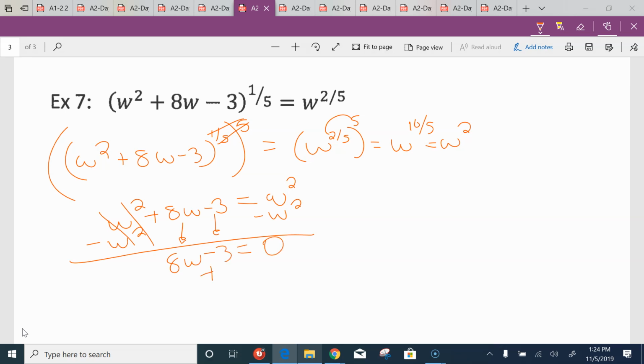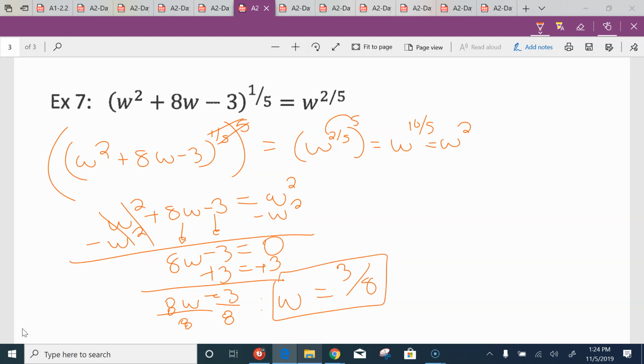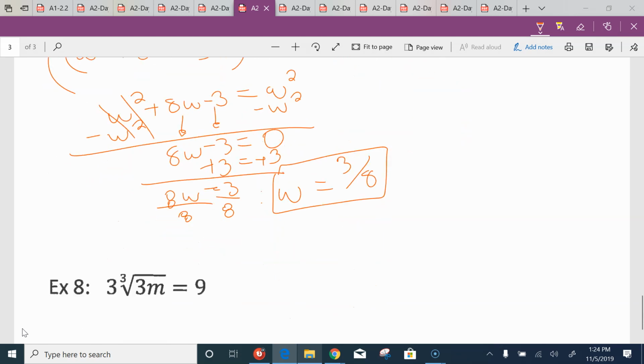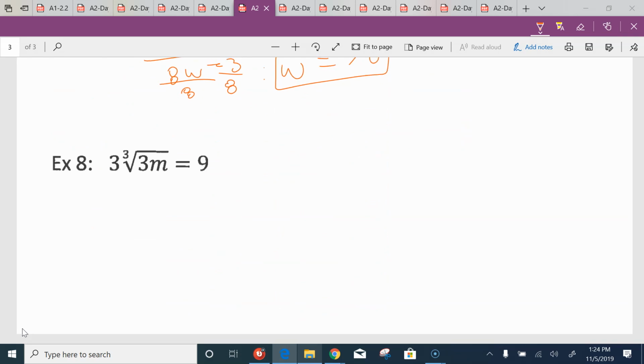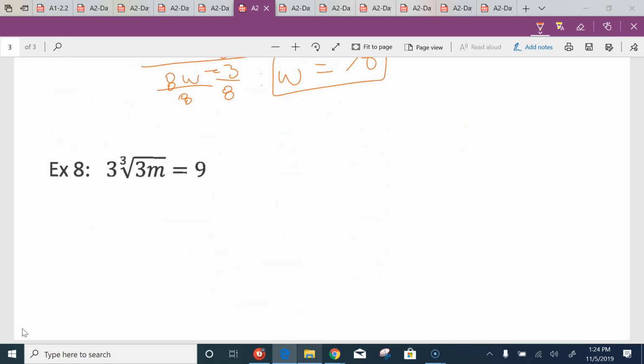Now I'll solve for w. It's a two-step equation. I'm going to add 3 to both sides, and I get 8w equals positive 3. Divide everything by 8, and I get a final answer of w equals 3/8. A fraction answer in this case, and I want you to keep it in that form whenever possible. Going on to number 8, our final example.